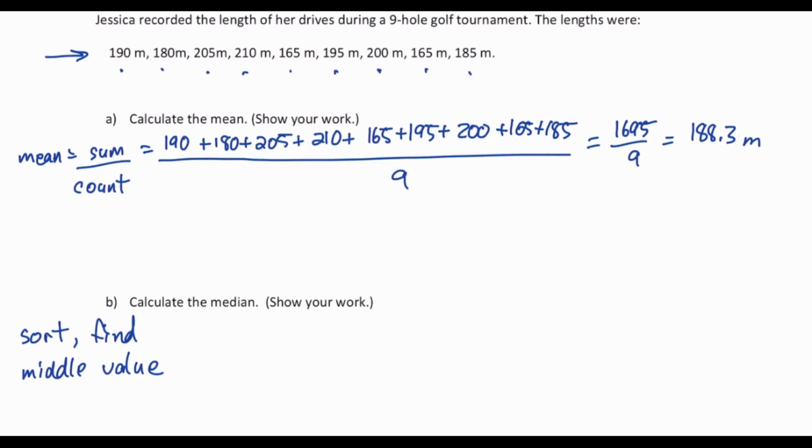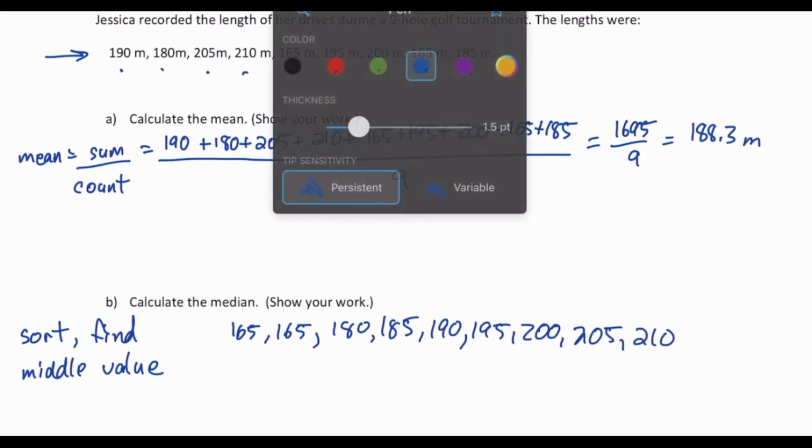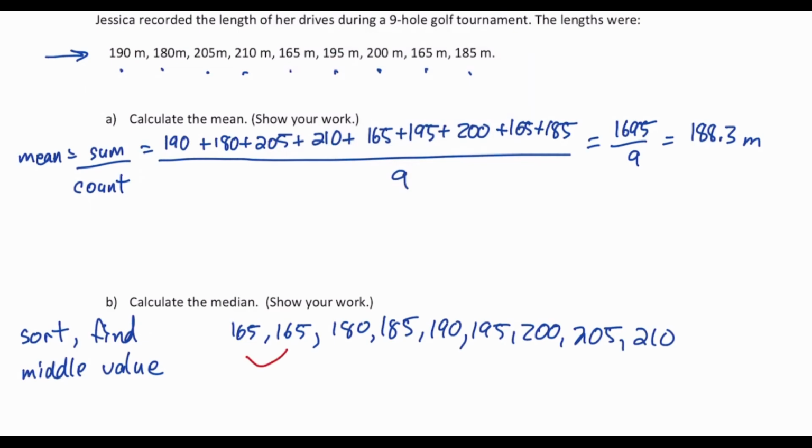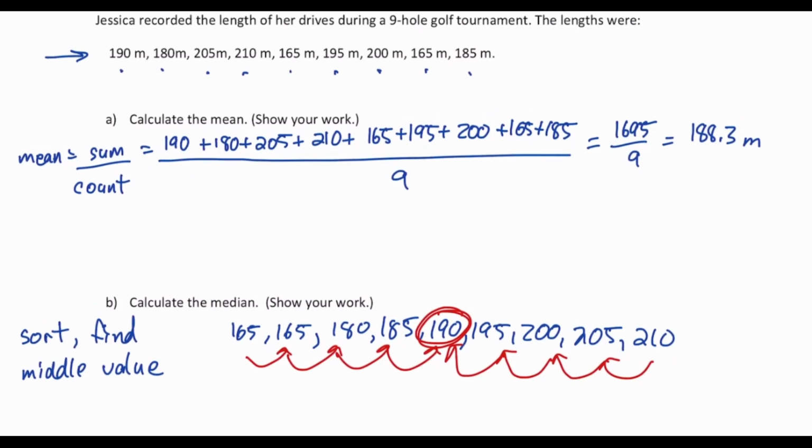I've already done this previously, so I'm going to dive into the answer, but hopefully you've already paused and tried this on your own. Putting these numbers in order from lowest to greatest, I'm going to have 165, 165, 180, 185, 190, 195, 200, 205, and 210. And then we're just going to count from each side to find the middle number. So 1, 2, 3, 4, 1, 2, 3, 4. They meet in the middle at 190. So therefore, our median is 190, or therefore the median drive was 190 meters.